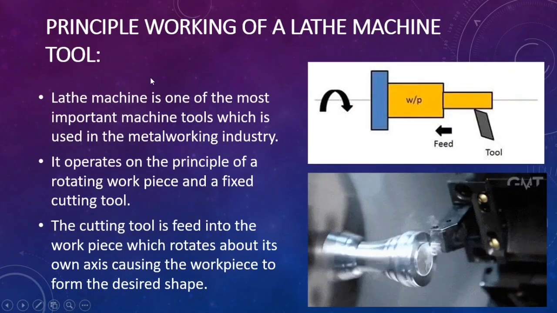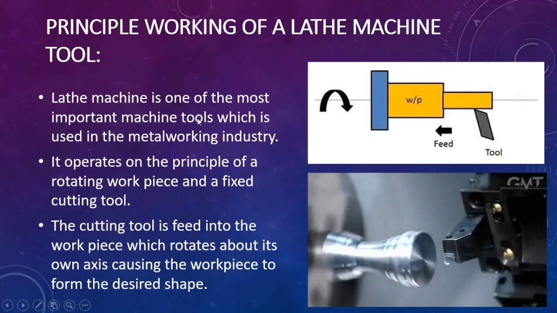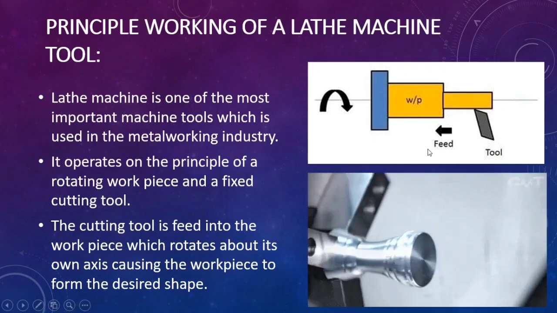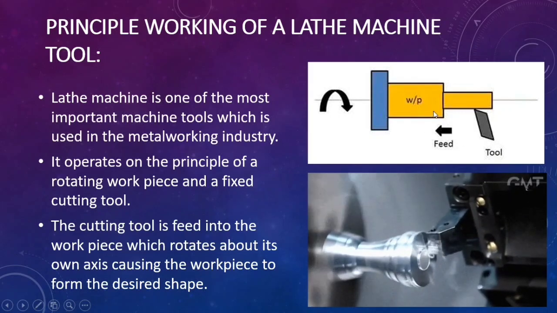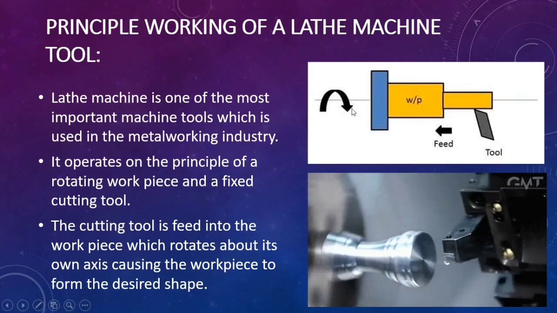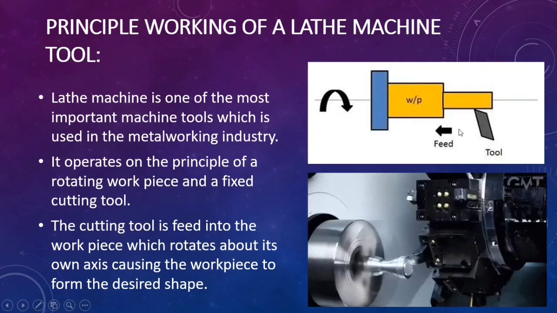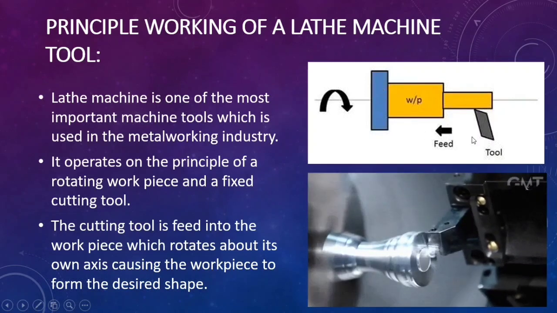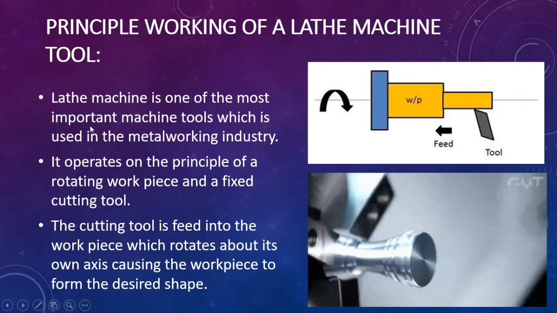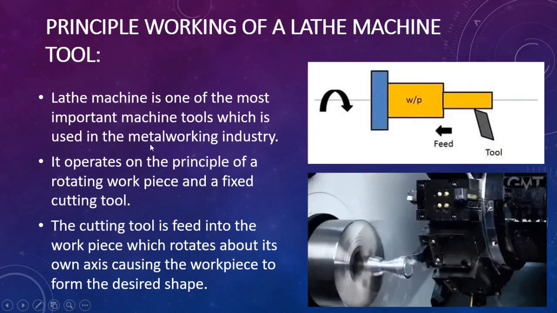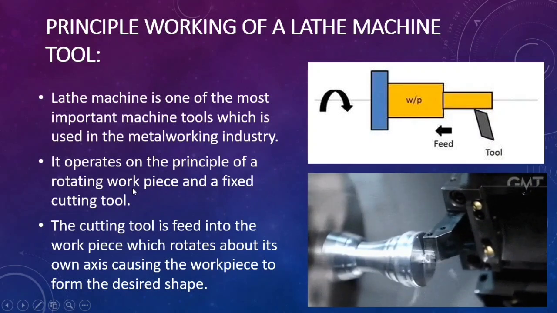The principle of working of the lathe machine tool. You can see the images here. This is the cutting tool, and this is the workpiece. This is the direction of rotation of the workpiece, and the feed of the cutting tool is in this direction. The lathe machine is one of the most important machine tools used in metalworking industries. It operates on the principle of a rotating workpiece and a fixed cutting tool.